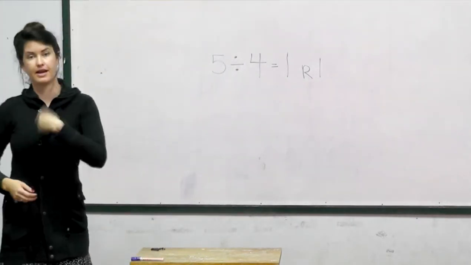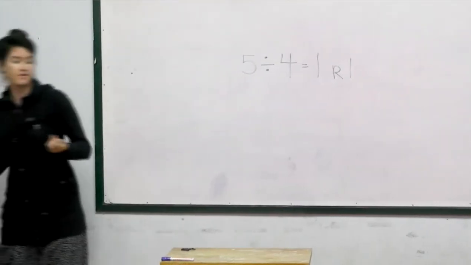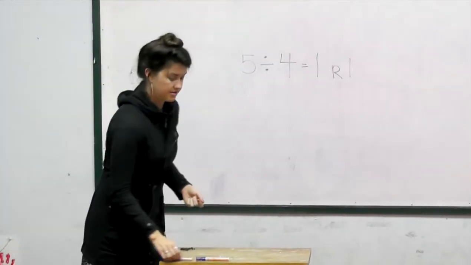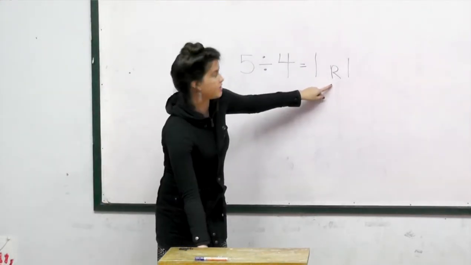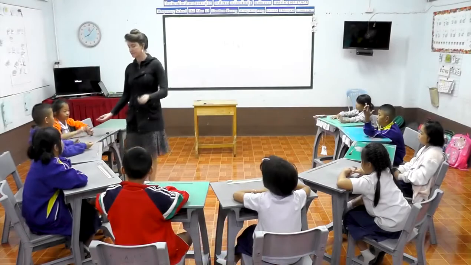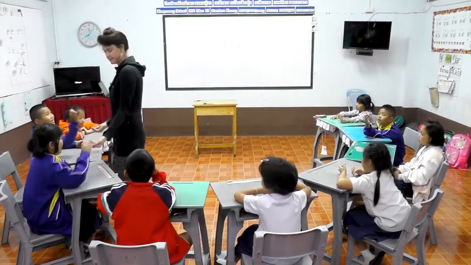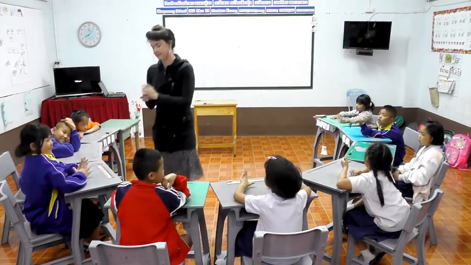So you're going to think about how many you can pass out into equal groups. And then if you have any left over in your hand, that's your remainder. And you write it with your little r, or a big R. So let's do it one more time. Pizza, please.